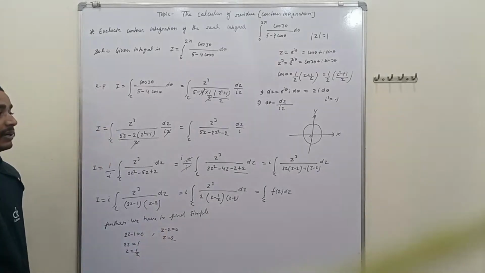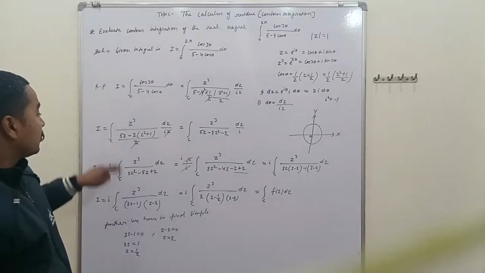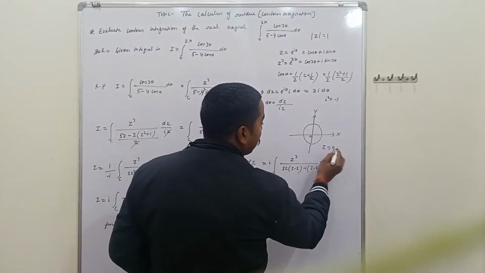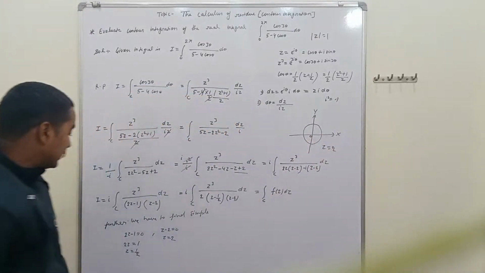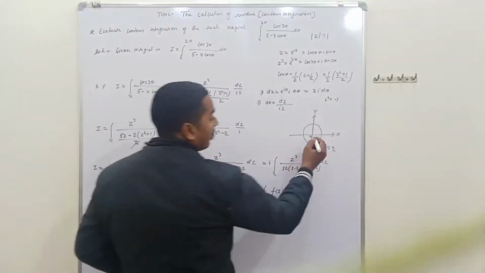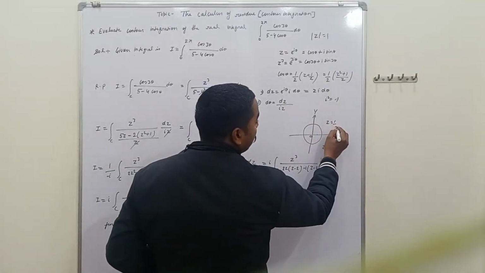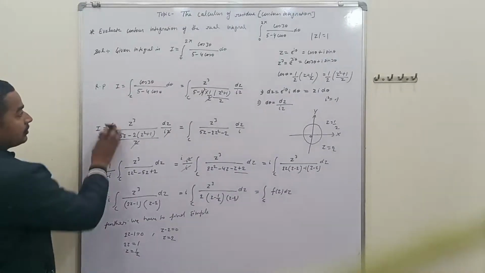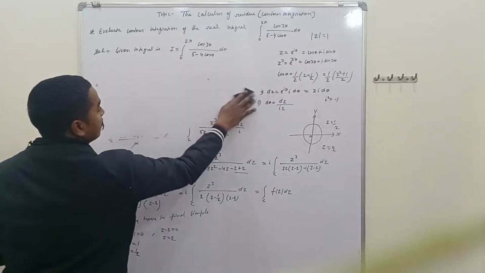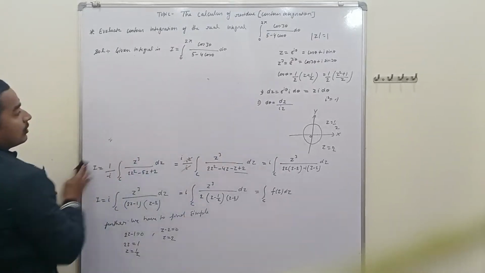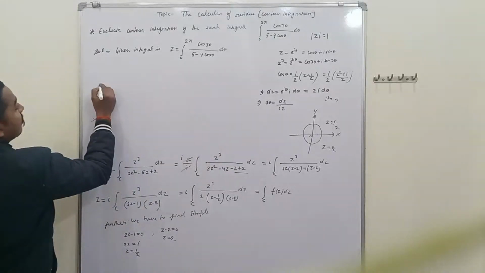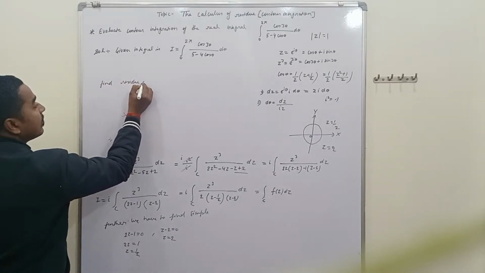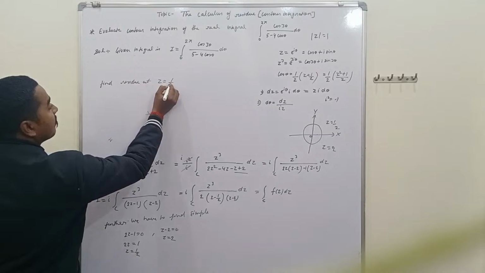The given circle C is the unit circle, and here z is equal to 2 is not within the circle, so we consider only z is equal to 1 by 2, and we have to find the residue at z is equal to 1 by 2.